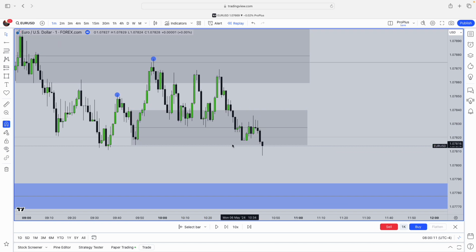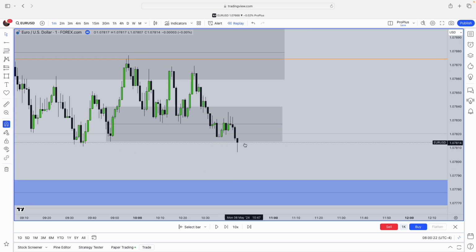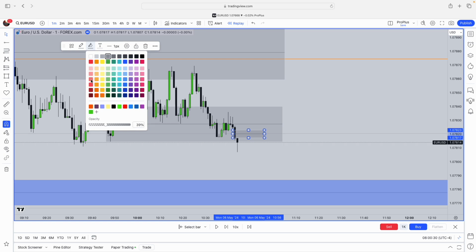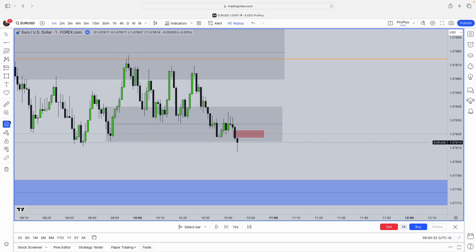Okay. So now what you want to do is look for an entry. Let me keep that there. Don't delete that. So is that a fair value gap once that breaker has been taken? Yes, here. So let's make that red. So entry is here.